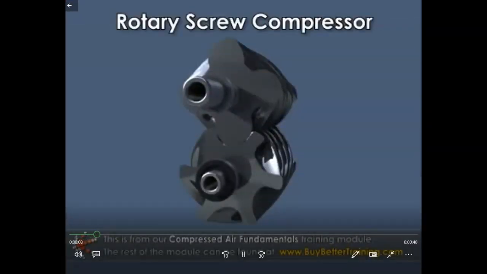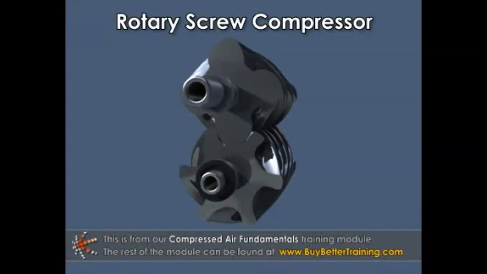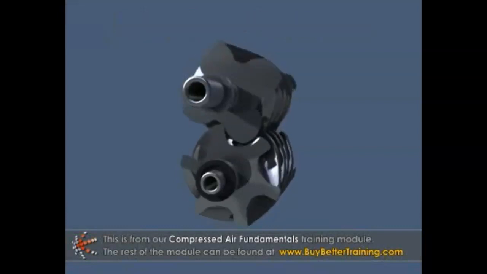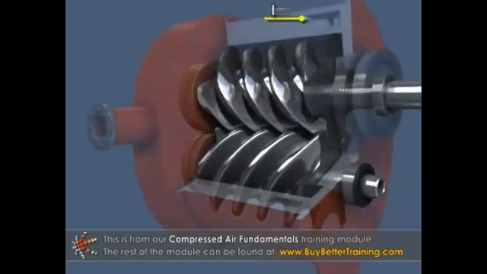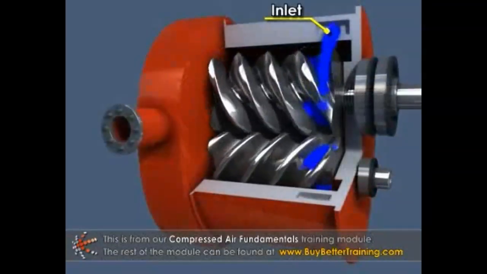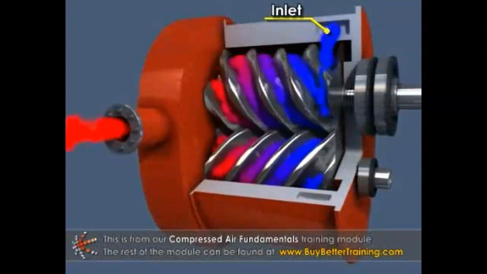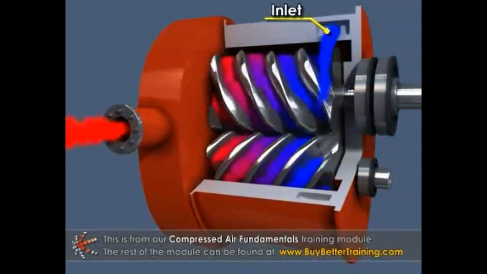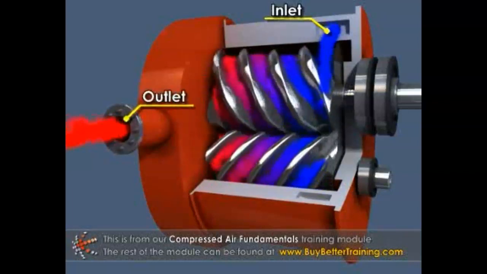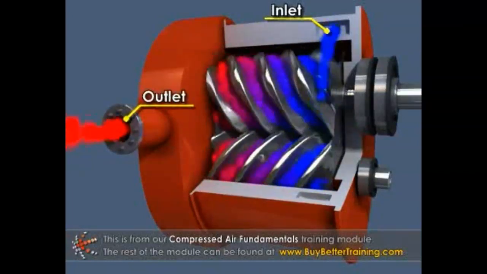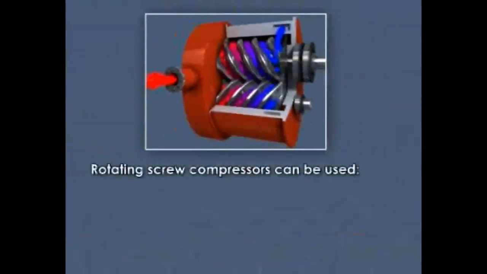Rotary screw compressors are also positive displacement machines. These compressors employ two rotating, interleaved helical screws to capture air in a pocket between them. The space in which the air is trapped gets smaller as it moves down the axis of the screw, compressing the air as it goes. The compressed air is discharged from the opposite end of the intake.